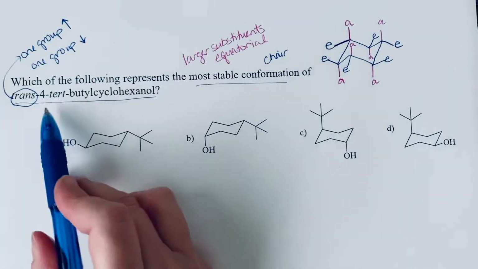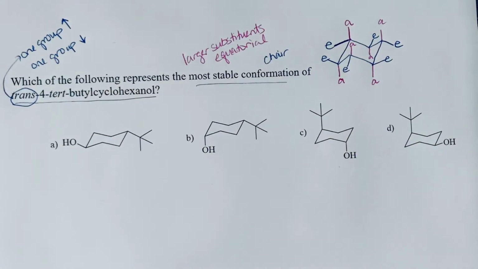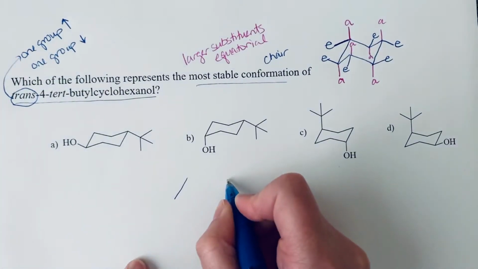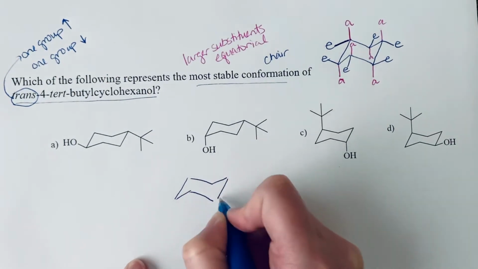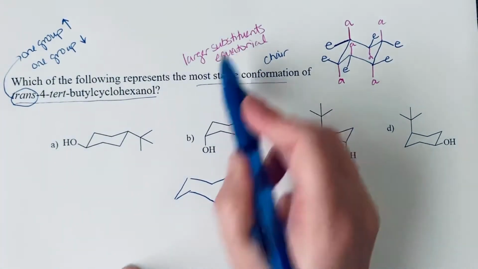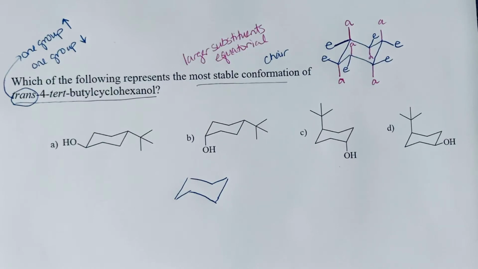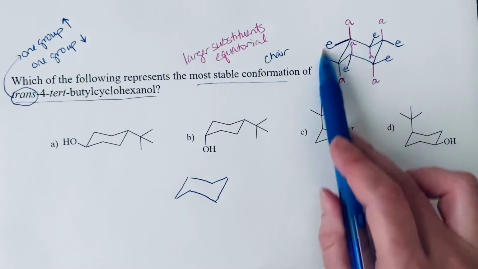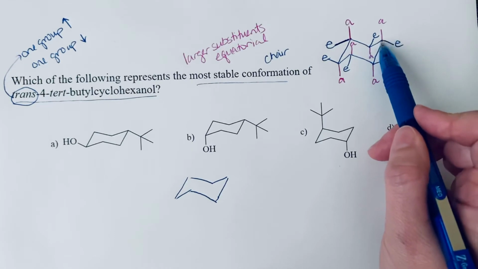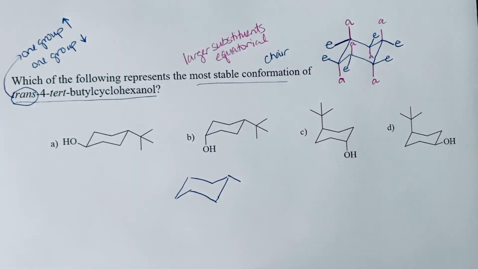And so we want to draw 4-tert-butyl cyclohexanol. I would start by drawing this ring, and here's what I want to recognize: I want my largest substituent equatorial. That tert-butyl group with all that branching, I really want that to be on an equatorial bond. So I'm going to pick an equatorial bond, I'm just going to pick one here, and I'm going to draw that tert-butyl group equatorial.